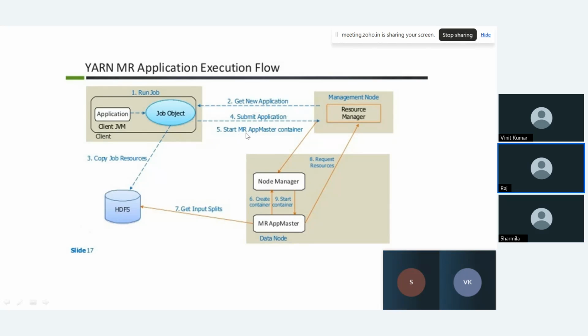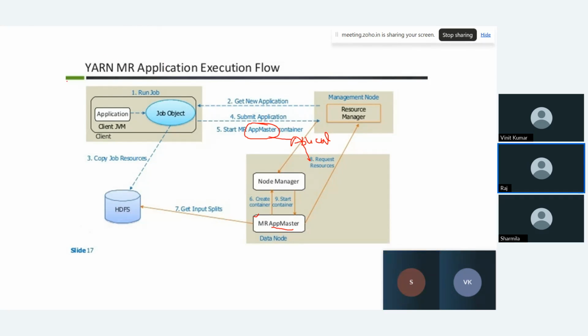Basically, this start MR app master is not the app master. This is a little confusing, but this is application master, not the app master, right? So don't get confused. App master and application master are different, right? App master is going to be one per container. For each container, there is going to be one app master. But this application master is going to be one for the full application, right?